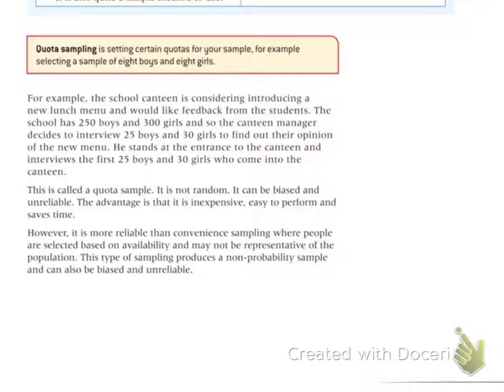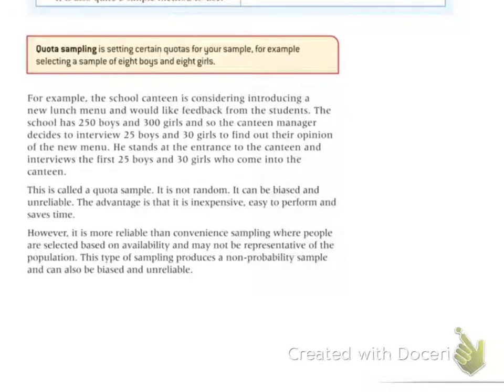So quota sampling is setting certain quotas for your sample. For example, selecting a sample of 8 boys and 8 girls. So therefore, a lot of these terms kind of make sense. Random sample, being random, using the words that you're defining in the word. Quotas, having a certain amount of something. So if you're going to say, I need to poll 100 people to find out their favorite ice cream, well, now I got a quota on there versus just saying how many can I get. I think you would understand that the more participants, the more sample, more population you have, the better results you will get, and things like that.